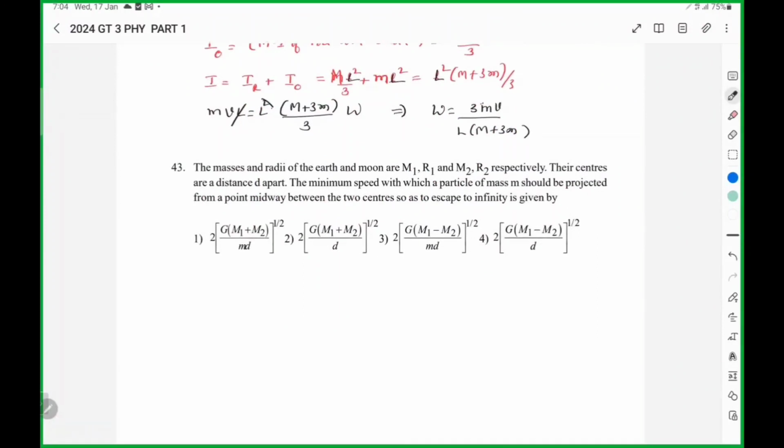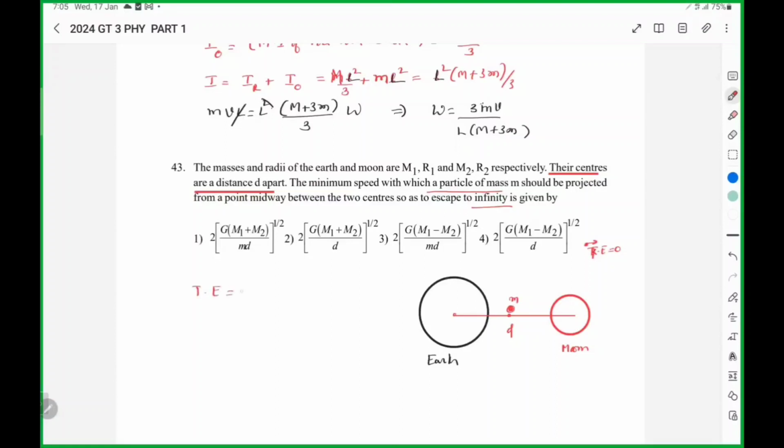The two masses and radii of Earth and Moon. Here you have the Earth and the Moon, and their centers are a distance d apart. The minimum speed with which a particle of small mass m is projected from the midpoint between the two centers to escape to infinity. Escape to infinity means the total energy here is zero.